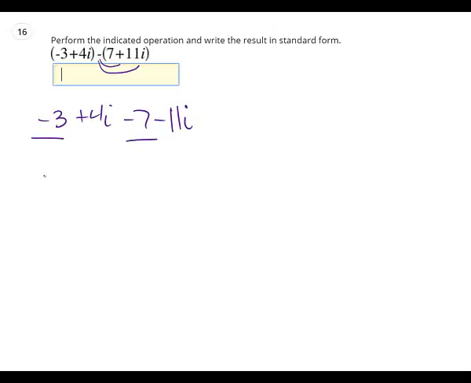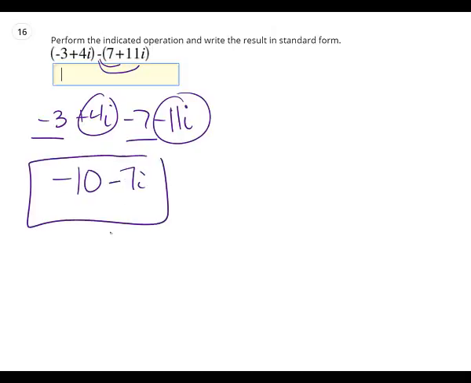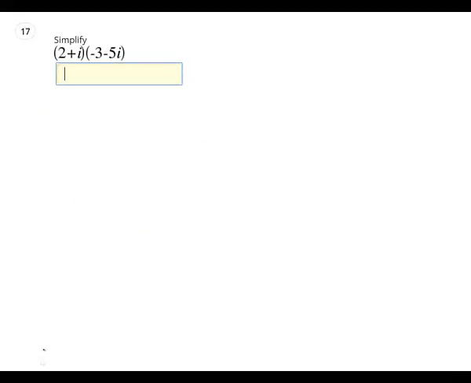Alright, negative 3, negative 7. Negative 10. 4i and negative 11i. Negative 7i. Okay. Alright, 17. We need to FOIL that.